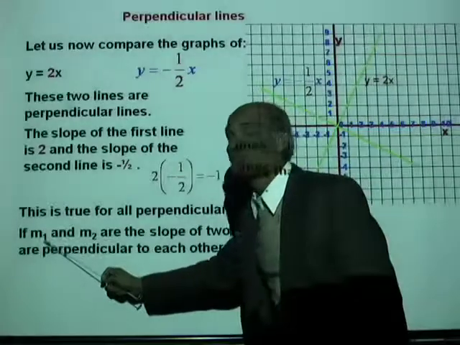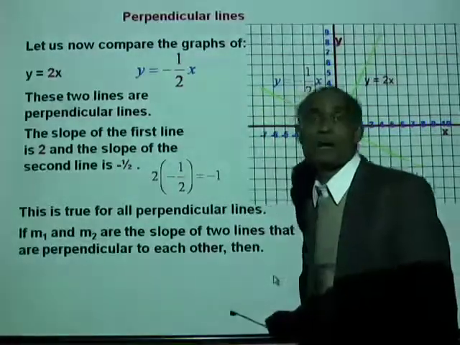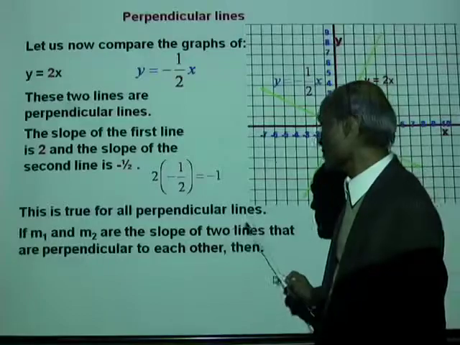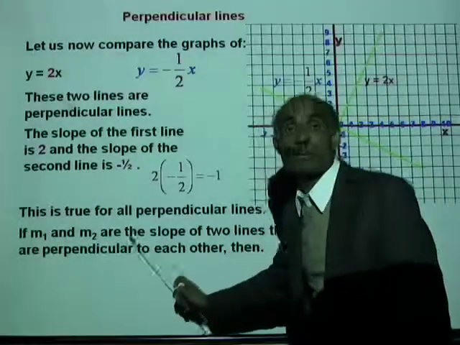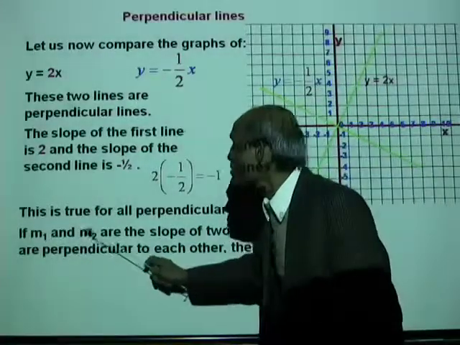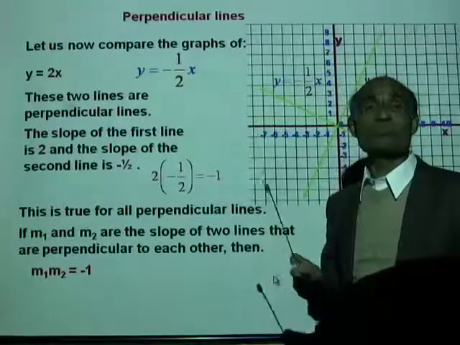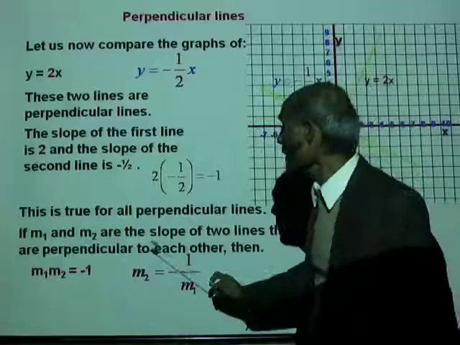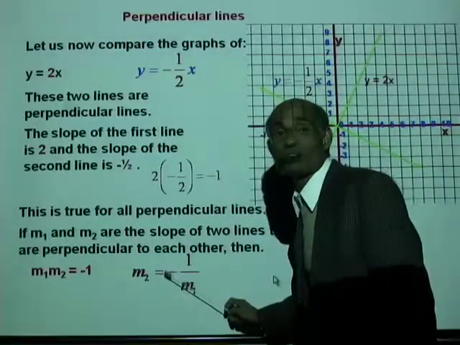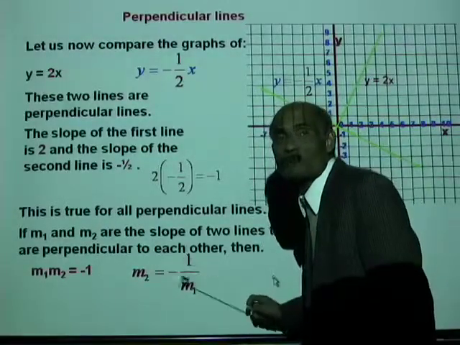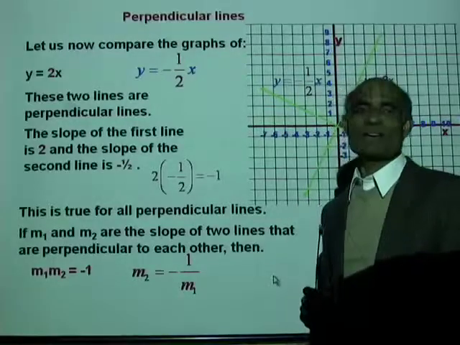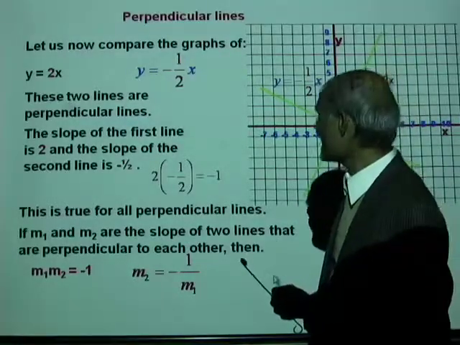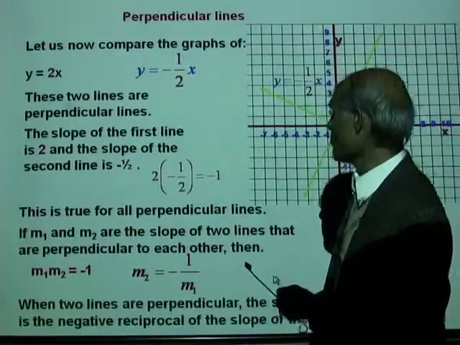In other words, if M1 and M2 are the slopes of the two lines that are perpendicular, then M1 times M2 will be negative 1. Or M2 will be equal to the negative reciprocal of M1. M2 equal to negative 1 over M1.